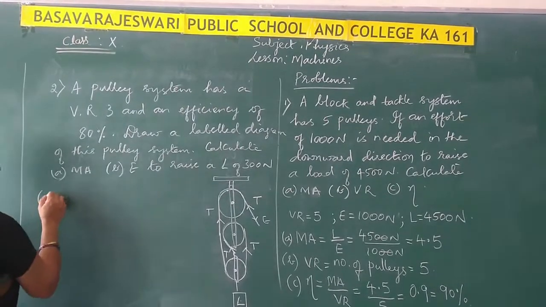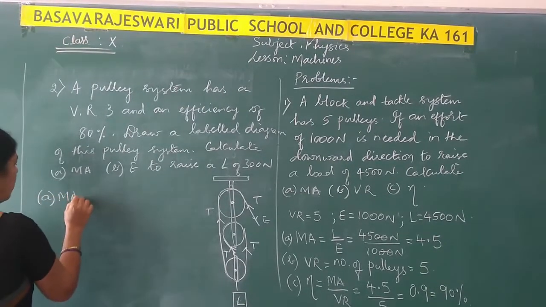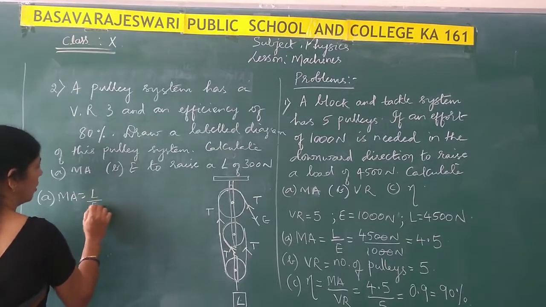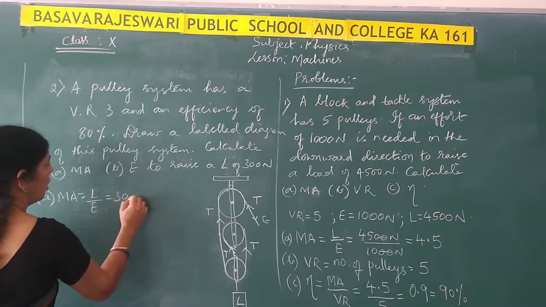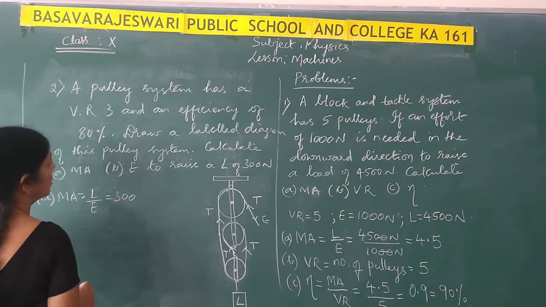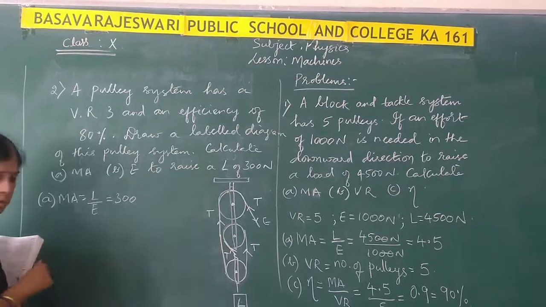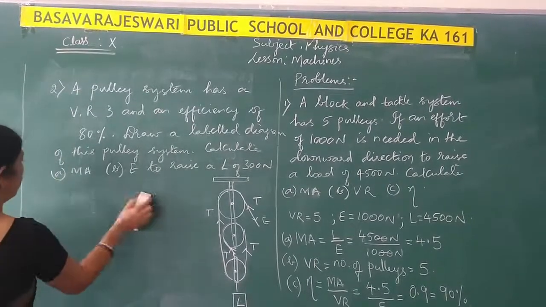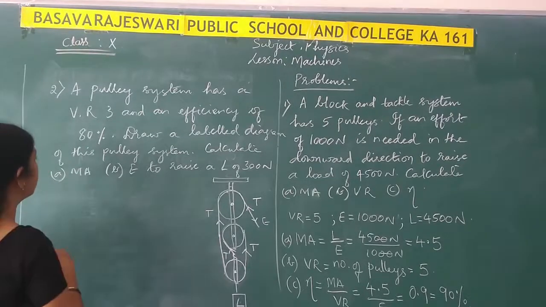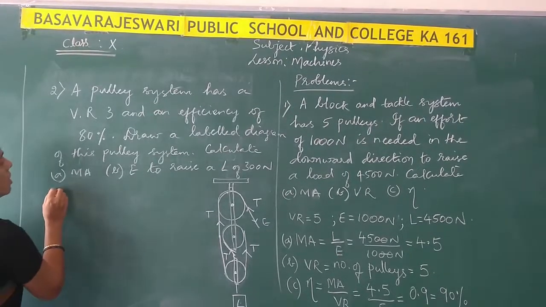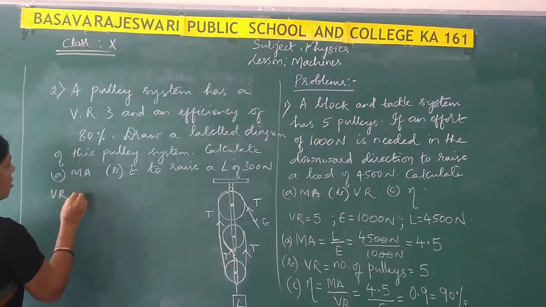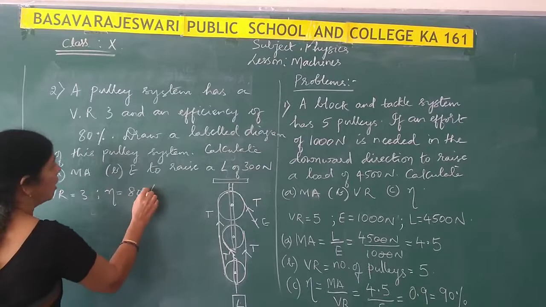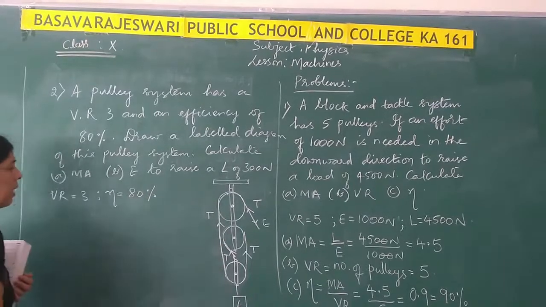Now what is the mechanical advantage? Mechanical advantage is equal to load by effort. How much is the load? 300 Newton. Right? We don't know the effort also. So what we have to do? We are provided with efficiency. Velocity ratio is equal to 3. Efficiency how much is given? 80%. Right? I have drawn the schematic diagram.